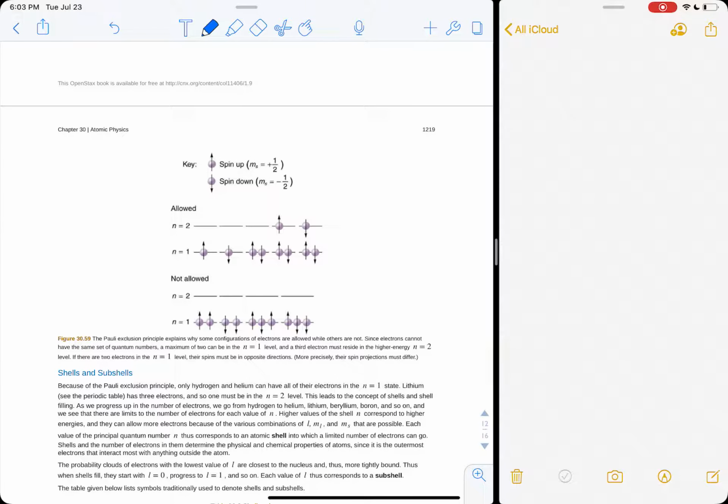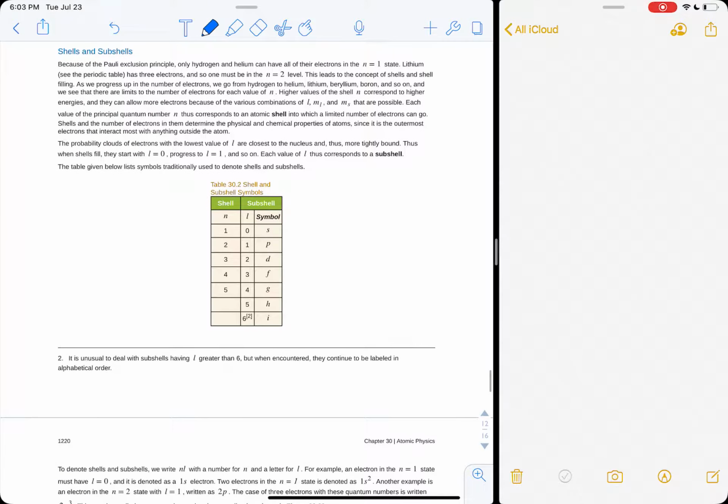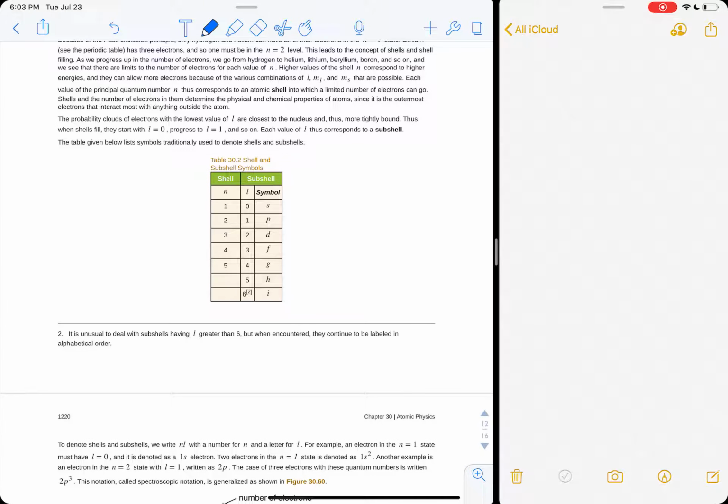Once you start filling out your states, for the n equals 2 states, you could have your spin up, spin down. You've got all your different values that you can put in according to the quantum numbers. So the way this works is if n equals 1, if L equals 0, you've got an S there. If L equals 1, you've got a P. If L equals 2, you've got a D. If L equals 3, you've got an F. If L equals 4, you've got a G, and so on.